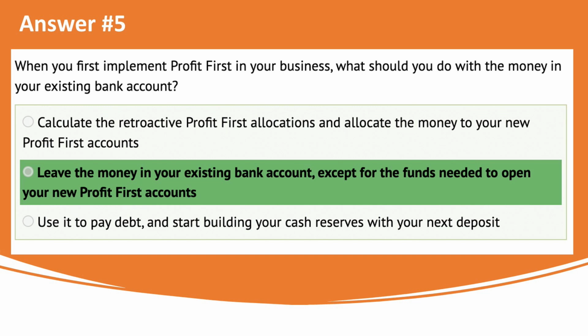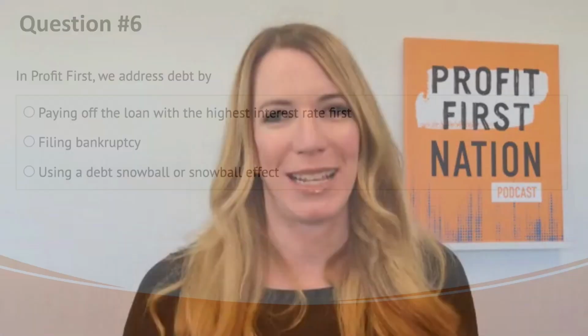When you first implement Profit First in your business and you have money in your existing bank account, you leave that money in your existing bank account except what is needed to open up your new Profit First accounts. Oftentimes banks have a minimum deposit to open an account. So if it's $10, $100, $500 to open up your profit, owner's pay, tax, operating expense account, that's what you're going to do. Okay? And let's move on to question number 6.